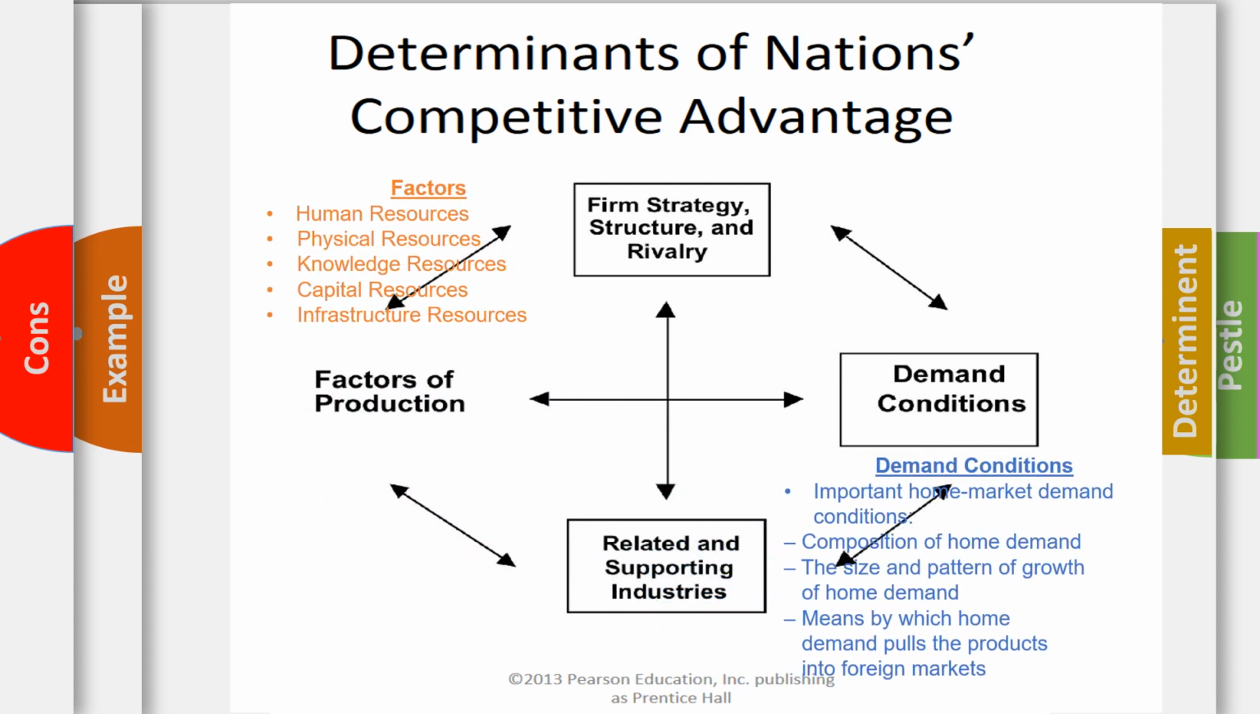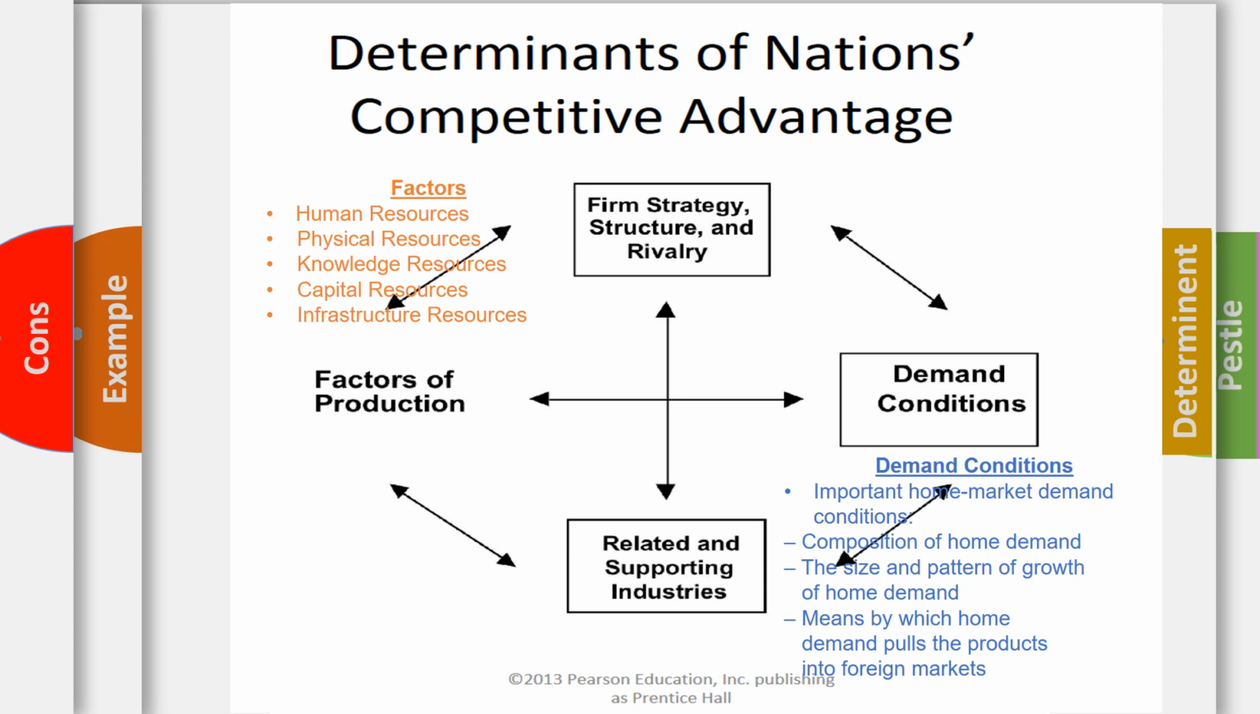The next determinant is the demand conditions. And this is about the importance of home market demand conditions, the composition of home market demand, the size and pattern of growth of the home market demand, and the means by which the home market demand pulls the products into foreign markets.